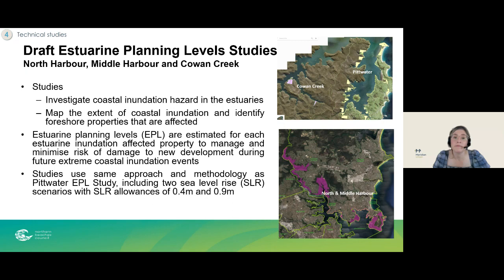Council has a responsibility to manage coastal hazard risks under the Coastal Management Act and the Coastal Management State Environmental Planning Policy. This includes strategic planning, as well as applying planning provisions and development controls to reduce risks to the natural and built environment from current and future coastal hazards. These studies have informed the spatial mapping analysis for the sea zones by identifying properties that are at risk from current coastal inundation.